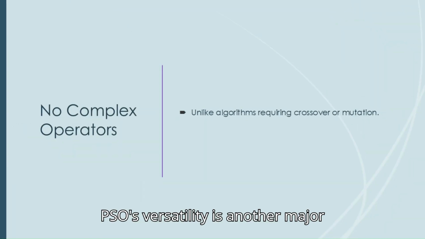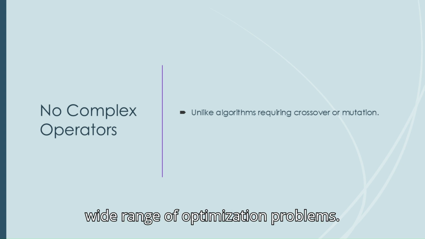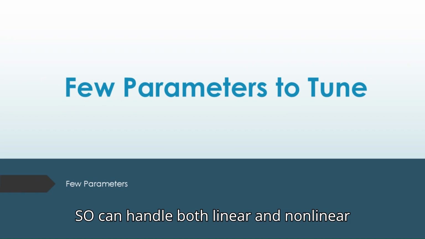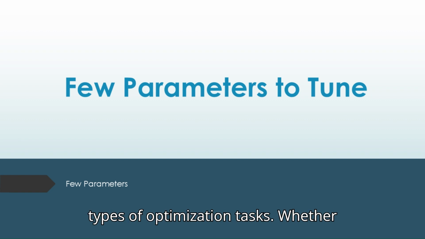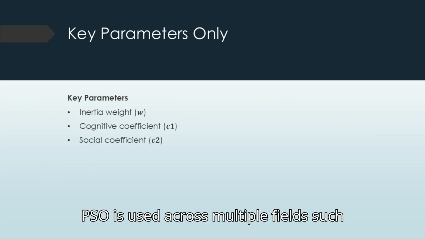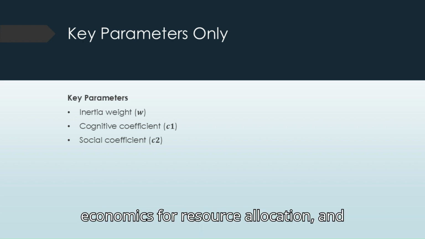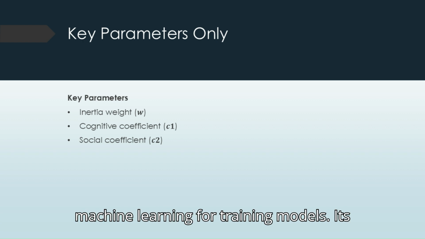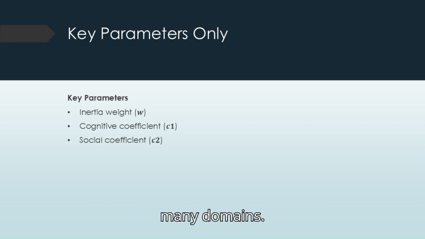PSO's versatility is another major advantage. Let's see how it applies to a wide range of optimization problems. PSO can handle both linear and nonlinear problems, making it suitable for various types of optimization tasks. Whether you're dealing with continuous variables or discrete ones, PSO can adapt accordingly. PSO is used across multiple fields such as engineering for design optimization, economics for resource allocation, and machine learning for training models. Its flexibility makes it a valuable tool in many domains.